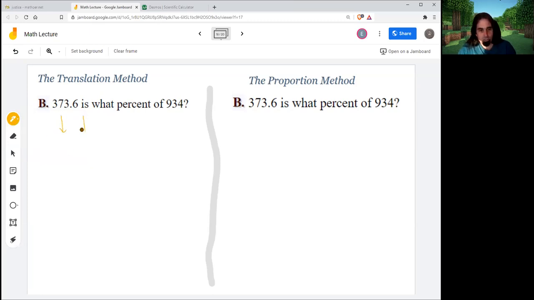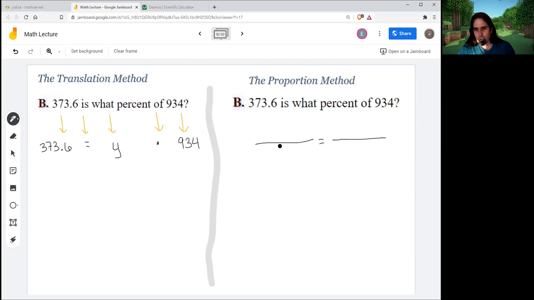Okay, translate. So 373.6 "is" becomes equals. "What" becomes y. "Of" becomes multiply, and 934. On the other side, fraction bar equals fraction bar.